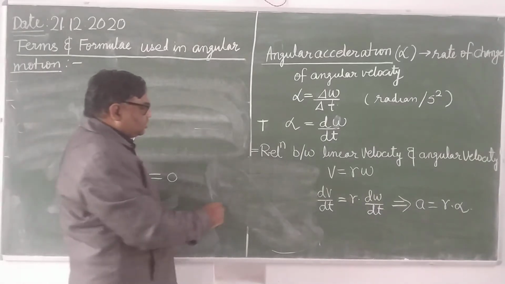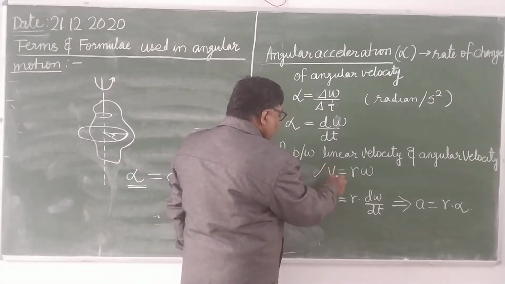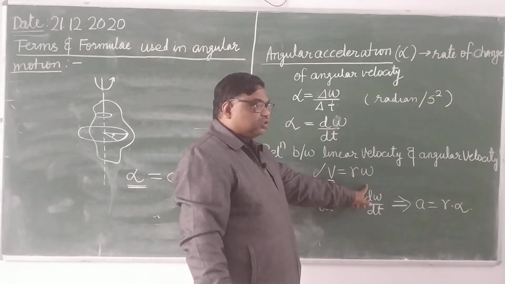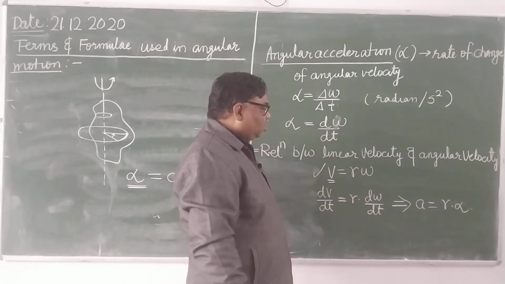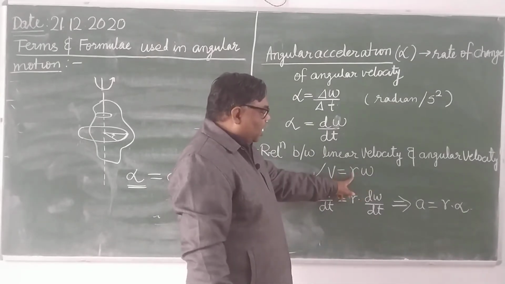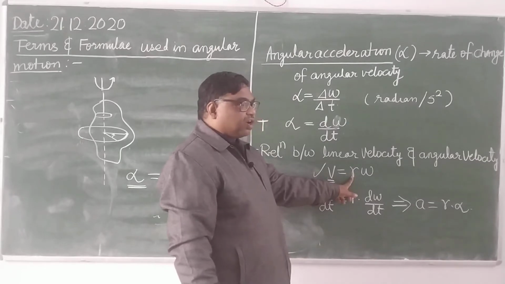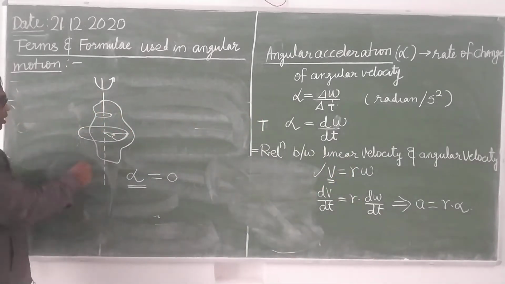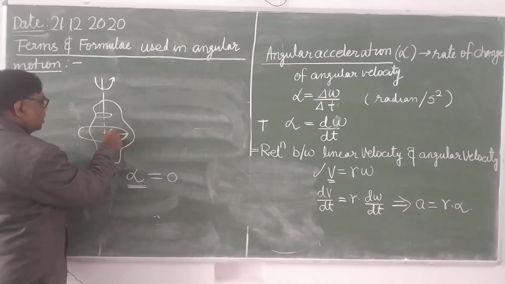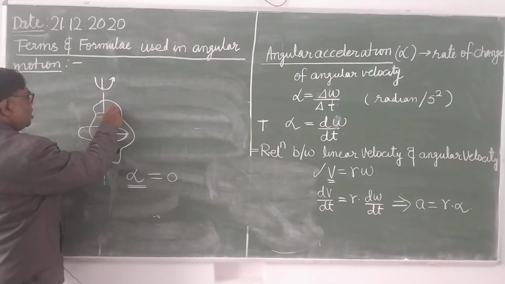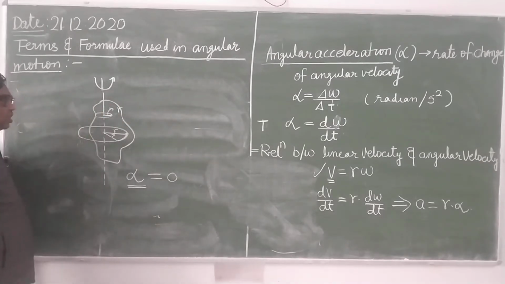This is the relation which relates the linear velocity of the particle with the angular velocity: v equals r into omega. What is r? r is the distance of the particle from the axis of rotation. For example, here r will be the radius of this circular path.